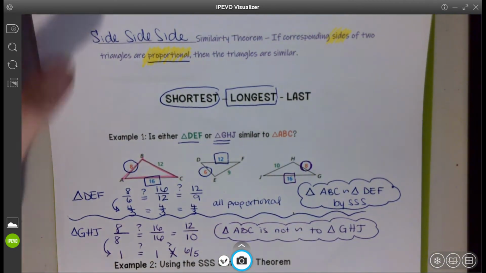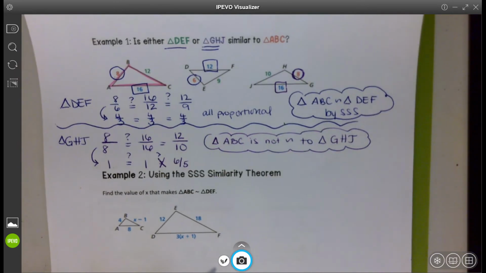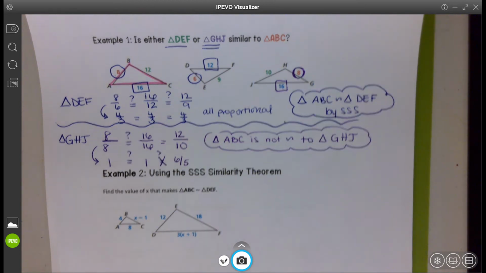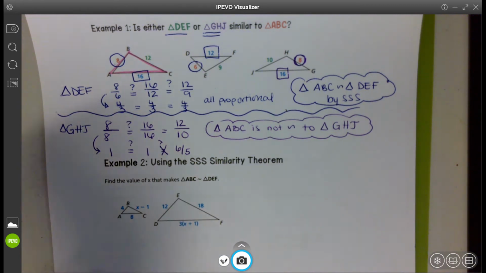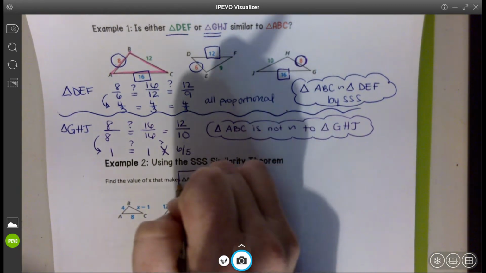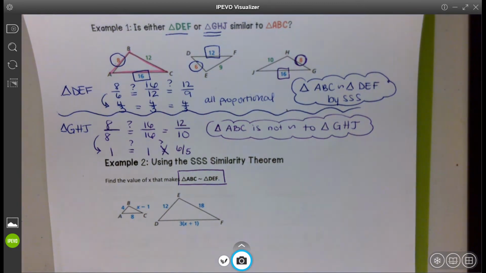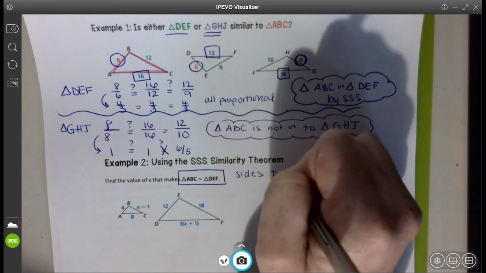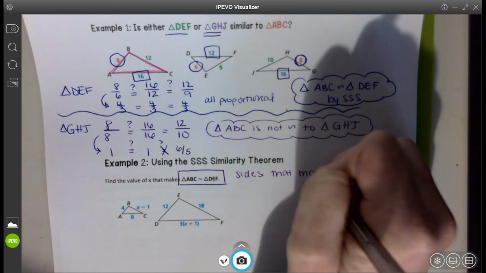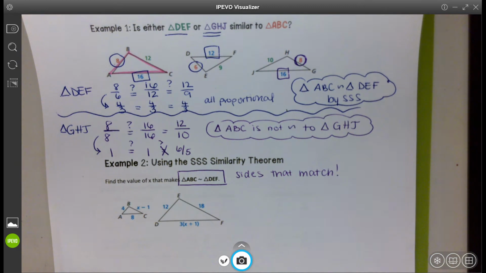All right, so now we're going to move on, continuing using our side similarity, and we're going to figure out missing pieces, missing parts. So here it says find the value of x that makes this similarity statement true. Remember that this similarity statement provides a lot of information. This information that it provides to us tells us what we can match. Remember, it tells me sides that match. I can't tell what sides match just by looking at the picture. I need that similarity statement to help me.